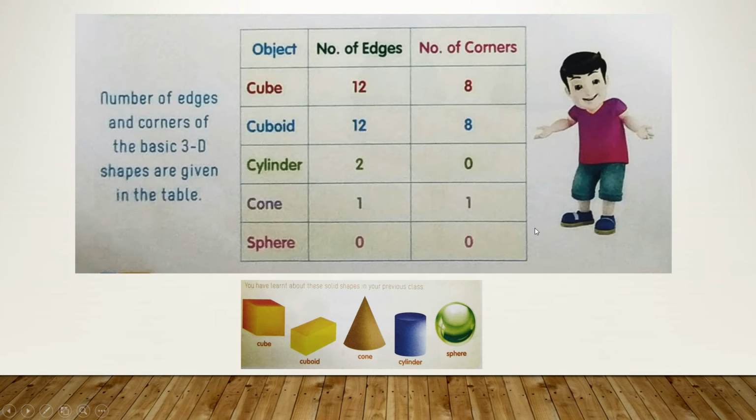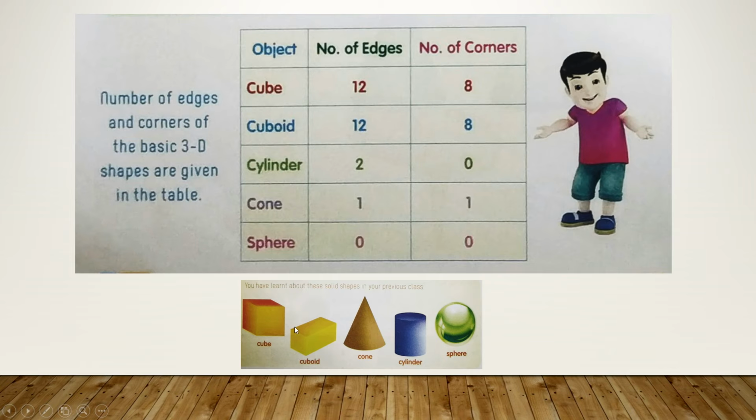Here we looked at the solid shapes in the next classes, and we covered cube, cuboid, cylinder, cone, and spheres. And we saw the number of edges for cube, number of corners for cube, and the same way for all other shapes. For cube, you can see the number of edges given is 12 and corners are 8. For cuboid, the number of edges is 12 and corners are 8.